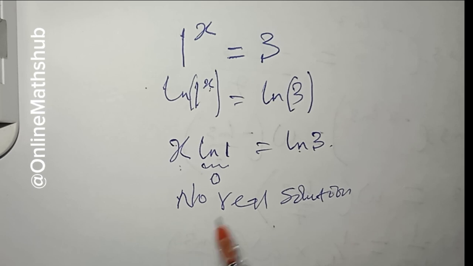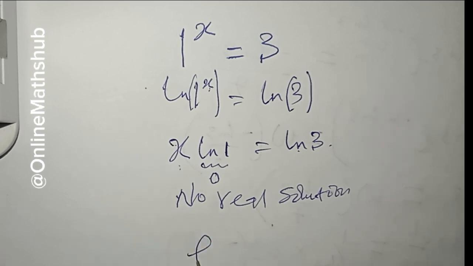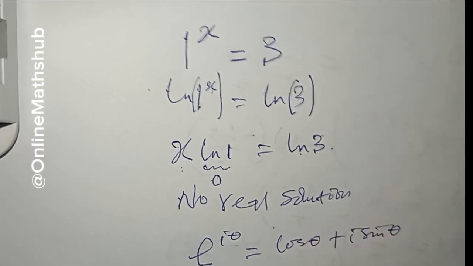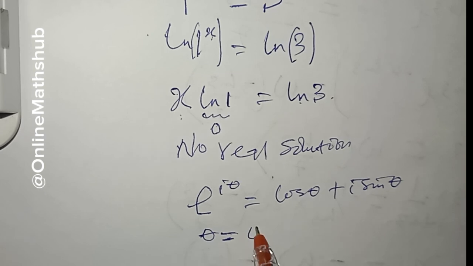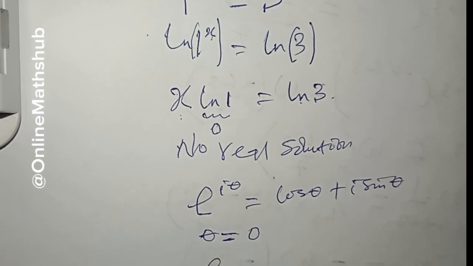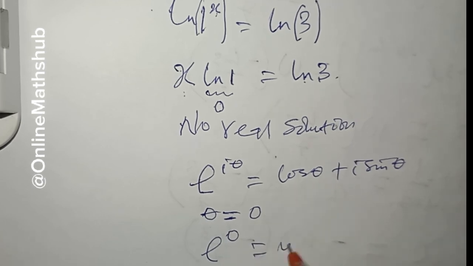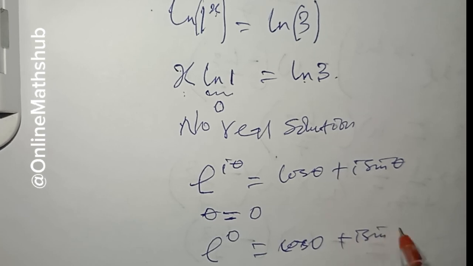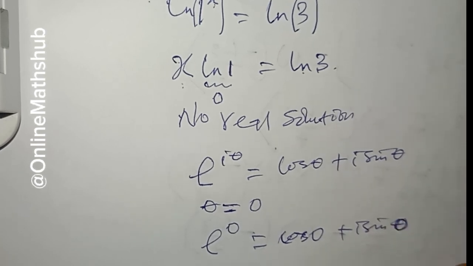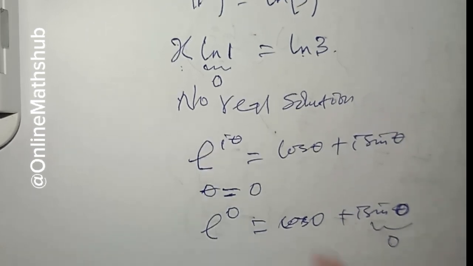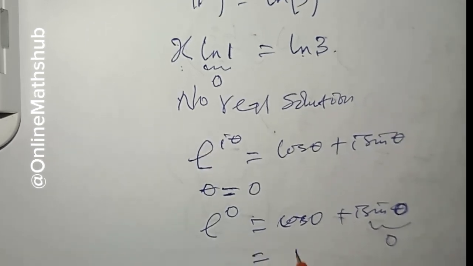You just need to remember the polar exponential equation, that is exponential i theta, which is defined as cos theta plus i sine theta. If we substitute theta equal to 0, we're going to have exponential i times 0, which is exponential 0. It gives us cos 0 plus i sine 0. Sine 0 is 0, and 0 times i is 0, and cos 0 is equal to 1.